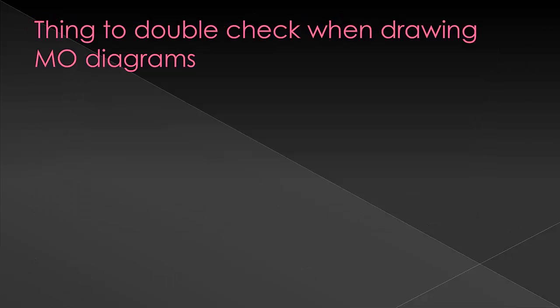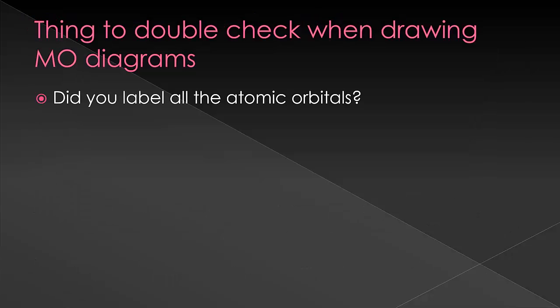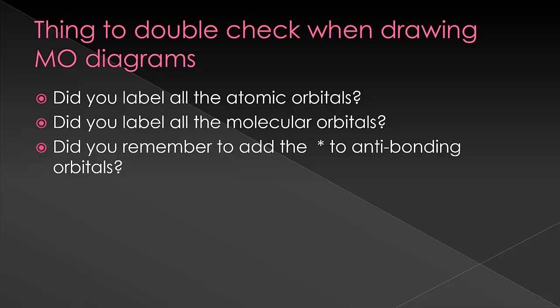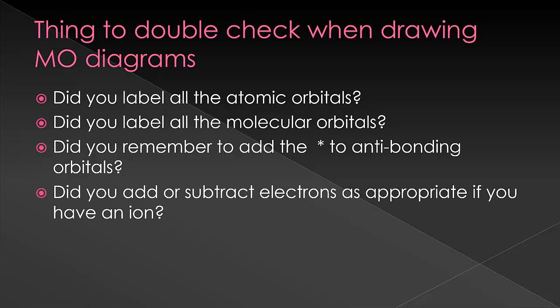Here's a quick checklist of things to help prevent silly errors. First, make sure you label all the atomic orbitals. Don't forget that those atomic orbitals off to the side need to be labeled with 1s, 2s, or 2p, whichever it belongs. Make sure you label your molecular orbitals. Don't forget about the little subscripts telling you what orbitals those molecular orbitals came from. Don't forget to add the star to the antibonding orbitals.